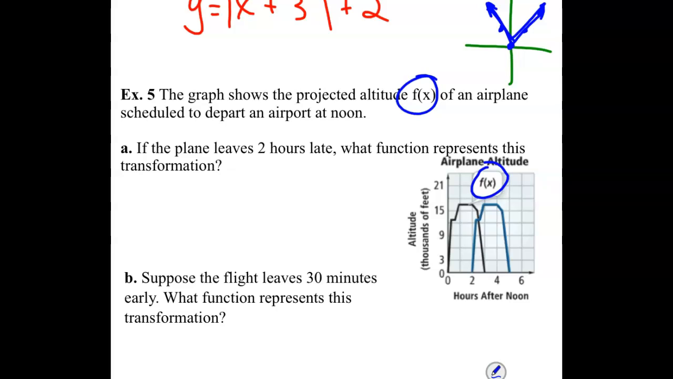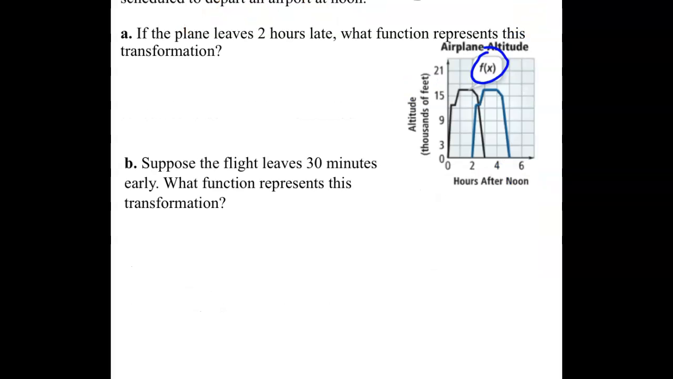It says the graph shows the projected altitude of an airplane scheduled to depart an airport at noon. Projected altitude. Altitude is the same as height. So looking at our graph here, we have time for our x-axis. We have height in thousands of feet for our y-axis. Does this picture make sense if you think about a plane taking off? What happens when the plane first takes off?